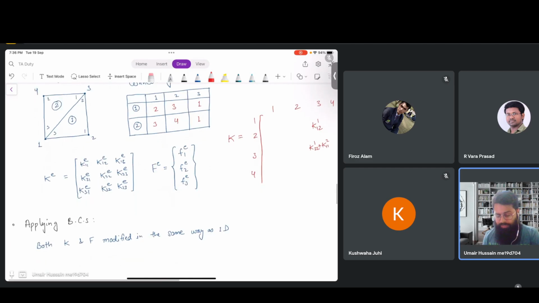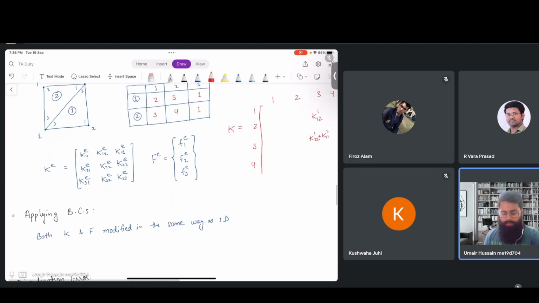After that, we just need to apply the boundary condition, and that is simply the way that we did in 1D. We just need to know the data of the nodes wherever the boundary condition is specified, and we just eliminate the rows and columns and modify the K and F matrix in the same way.